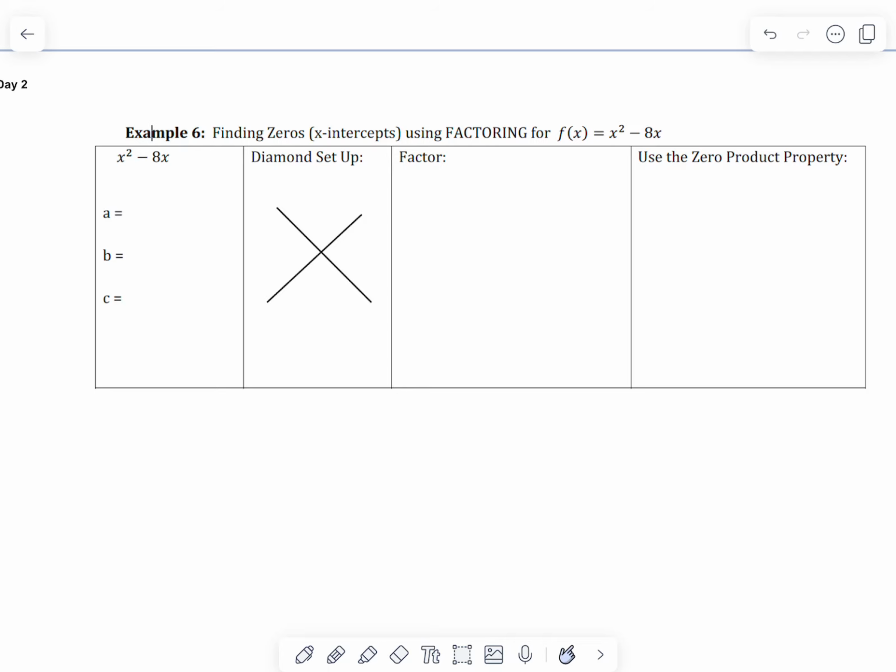All right, here's an example where we want to find the zeros of the function. So we're going to start by factoring it. So we're going to set the function equal to 0. And then we identify the a, b, and c. So the a is 1, the b is -8, and the c is 0.